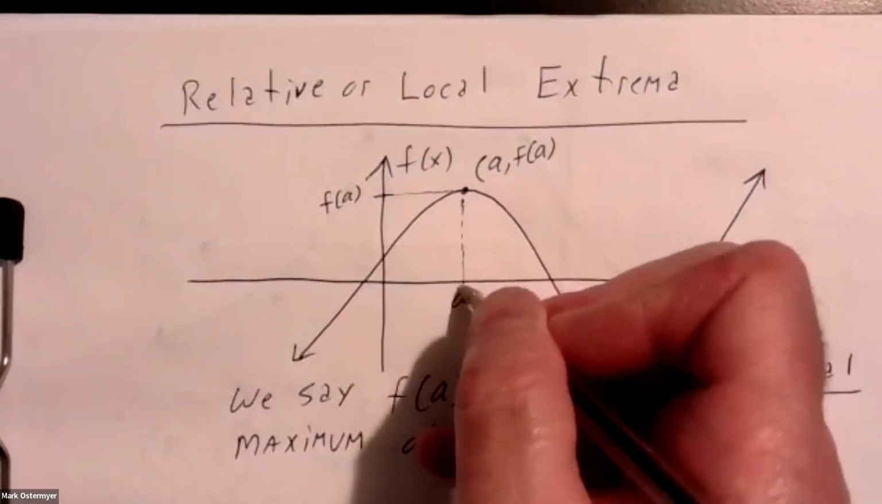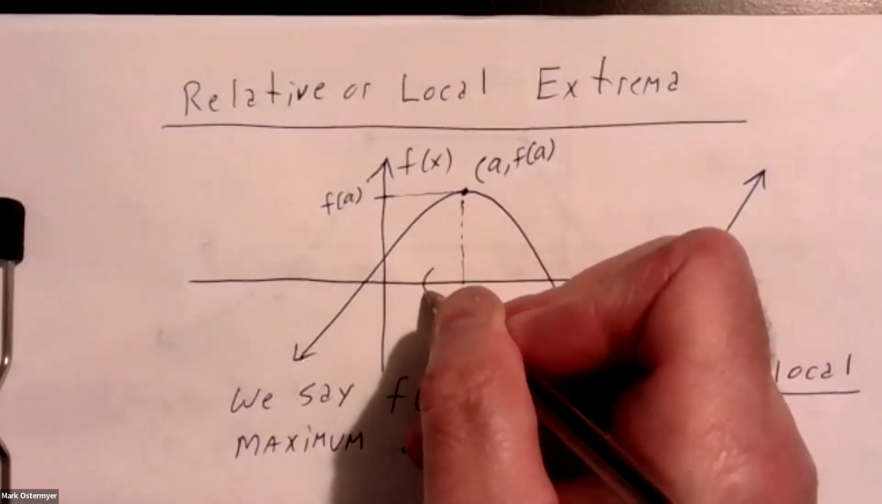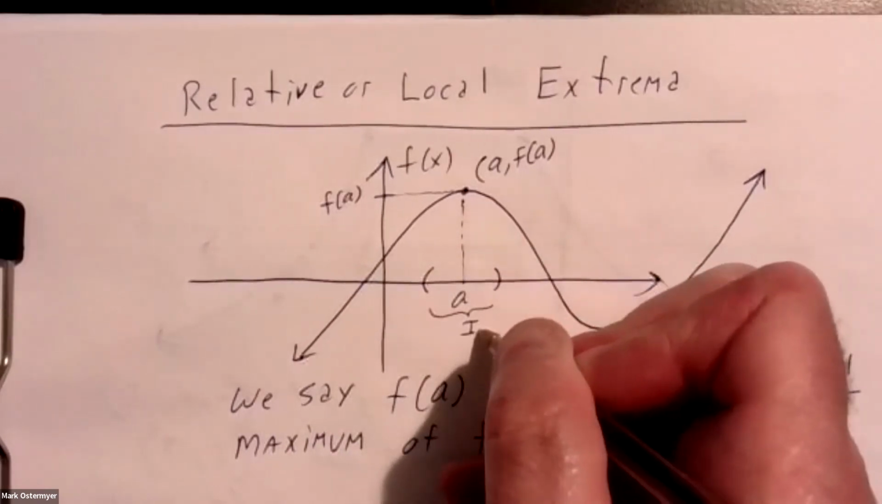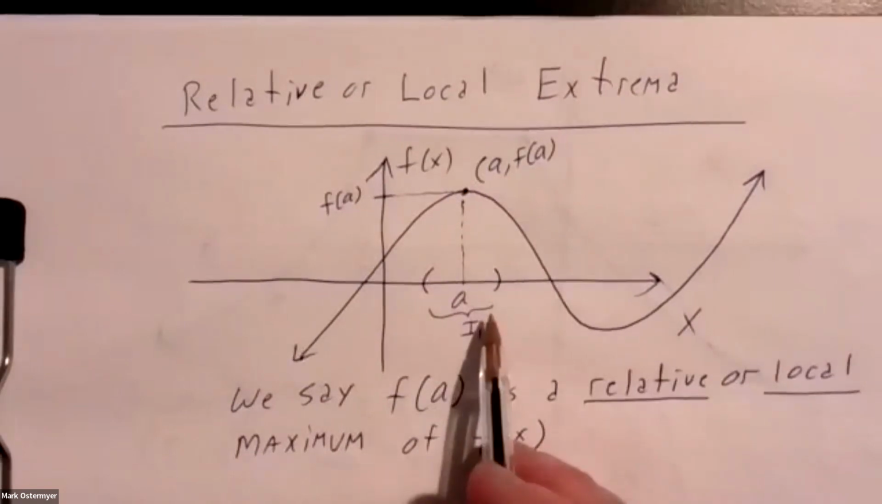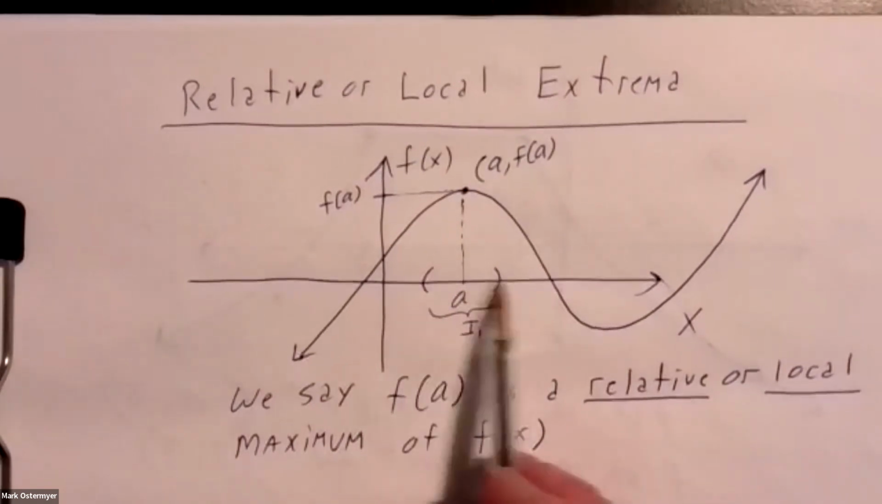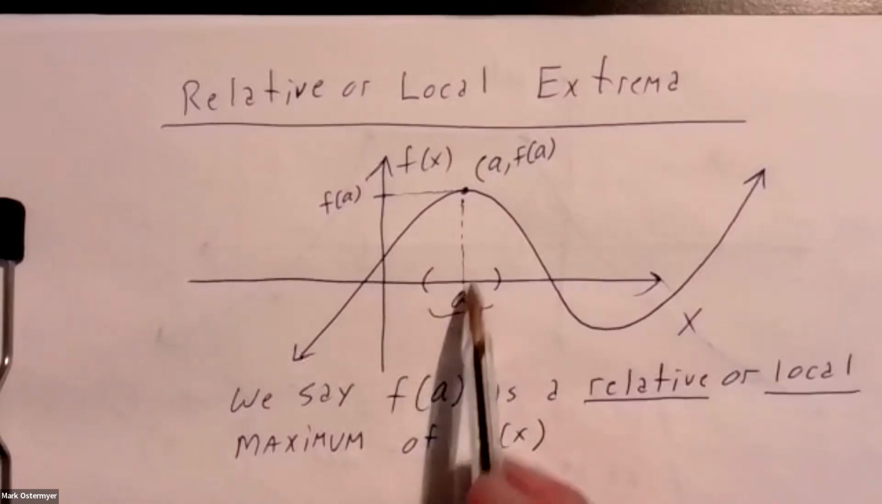Suppose I enclose this value a in some sort of small interval. I'll call it interval I sub 1, which is a little subinterval of the domain. It's a subset of the domain of this entire function. It's just some small little interval that contains this value x equals a.